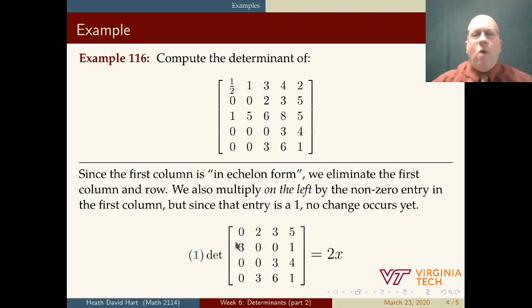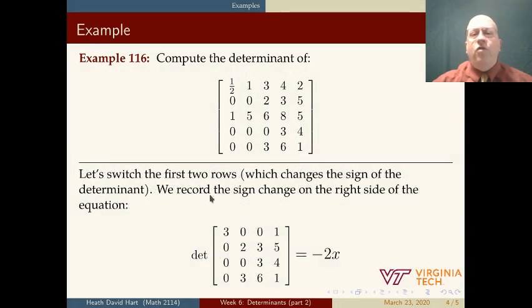So let's keep going. The next step we would like to do is bring this 3 up here, because the leading entry in this row should be to the left of the leading entry in the second row. And so we're going to switch the 2 rows. But switching 2 rows causes a sign change, and that sign change we record on the right side. Again, anything that happens because of row reduction, we record on the right side.